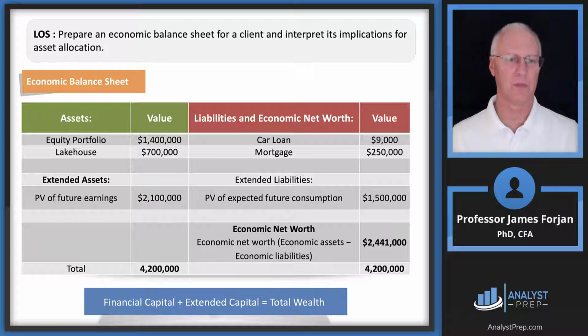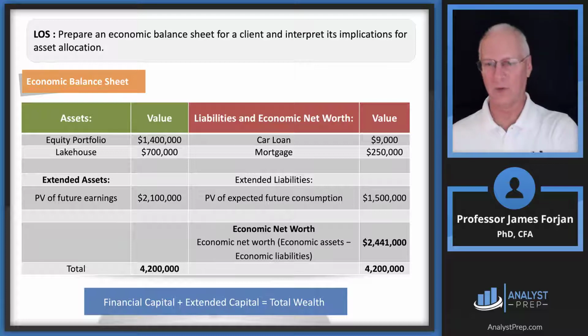Here's just a quick example of an individual's economic balance sheet. So up at the top, you have just regular old financial assets and liabilities. Then we have present value of future earnings, present value of expected future consumption. So there's that total wealth from the economic balance sheet. What is that? 4.2 million in assets, 4.2 million in liabilities, and economic net worth. So what's that number? 2.4 million in economic net worth.